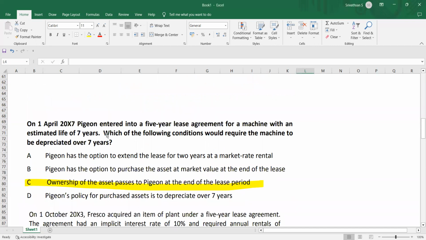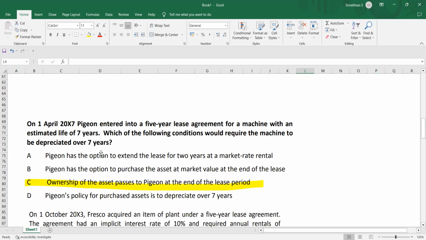On 1st April 2017, PGN entered into a 5-year lease agreement for a machine with an estimated life of 7 years. So the estimated useful life of the asset is 7 years. Which of the following conditions would require the machine to be depreciated over 7 years?